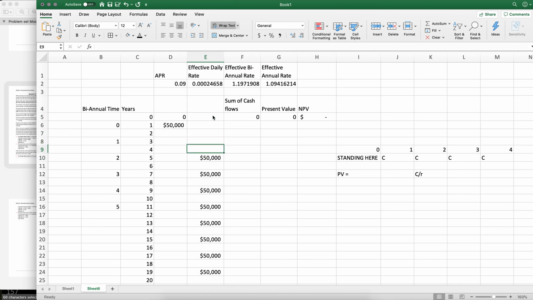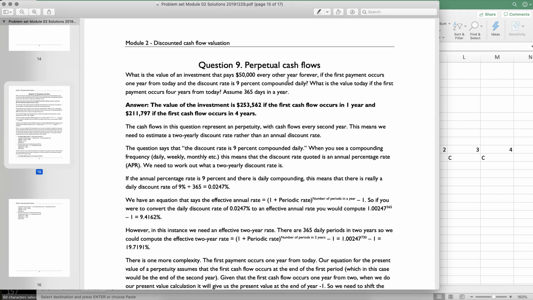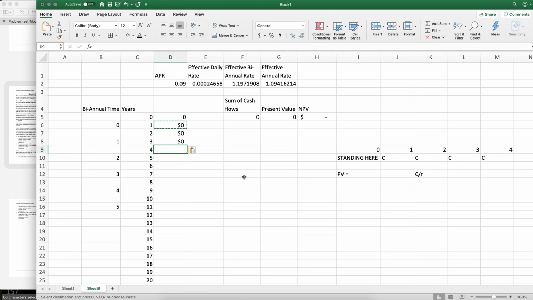Let's see how we want to do this. Let's delete all of these. All right, so we get no cash flows here. And the first cash flow occurs 4 years from today. And then we get 0, and then we get 0, and so on. I'll copy a few of these.